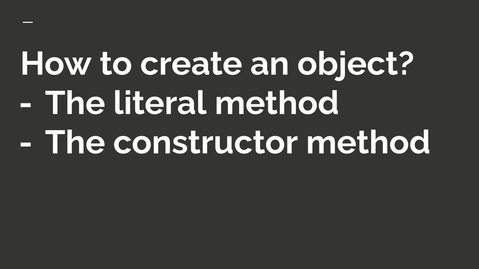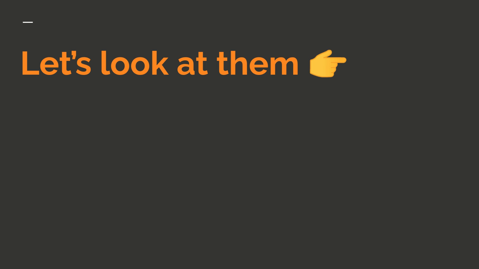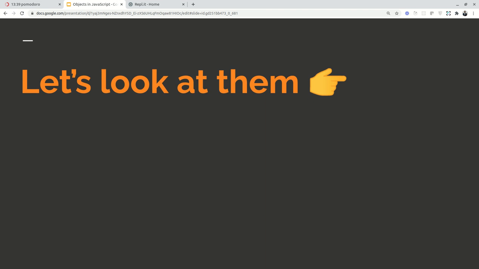Now, as said, there are two methods to create an object. There is a literal method and there is a constructor method. The literal method is the most popular, and the constructor method as well, but you will mostly use the literal method in building objects. Now let's look at how you can create an object in JavaScript.